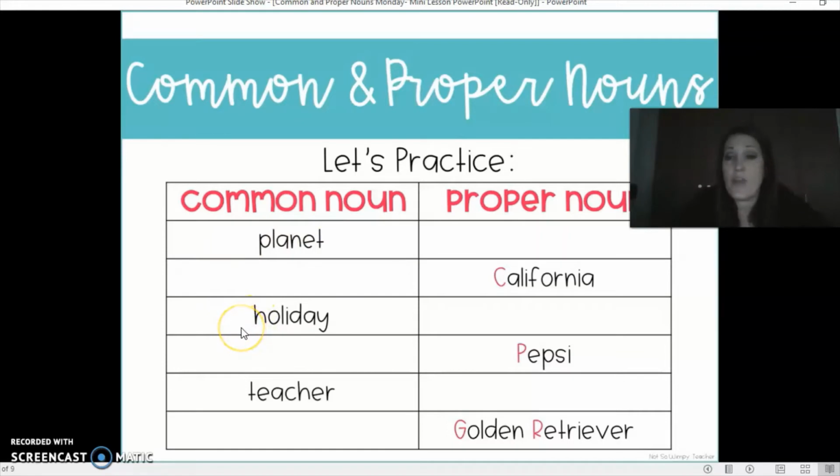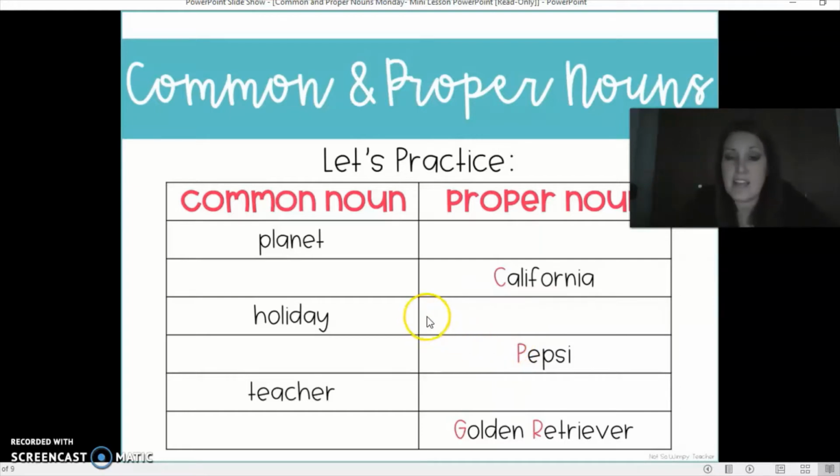Holiday. I can't wait for the holiday. That's common because it's a thing coming up. But specifically, which holiday are you looking forward to? What's the next big holiday coming up? You guys know? Halloween. So you might have Halloween or Christmas, and those would all be uppercase because it's the specific name of that holiday.